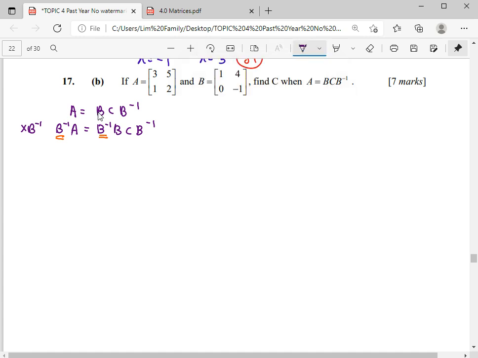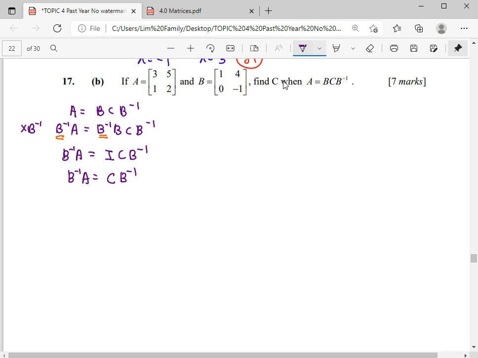We see B inverse with A, nothing we can do. We maintain still B inverse with A, but B inverse with B, we get identity. So identity times the matrices, we will get C. So you can see our matrix C here, in front here already clear. Don't have any multiplication matrices in front here because I want to find out what is C.